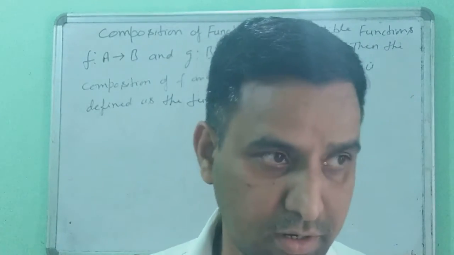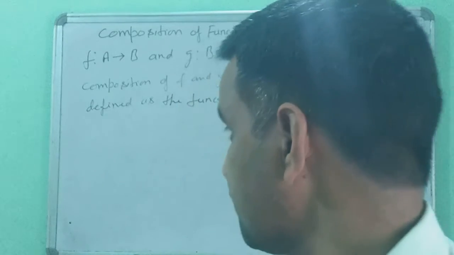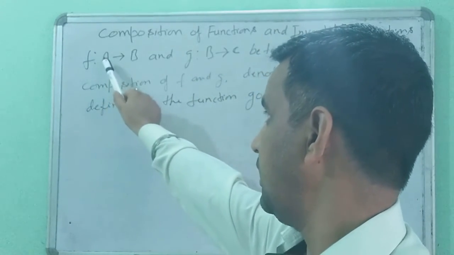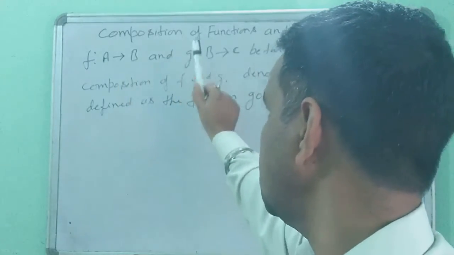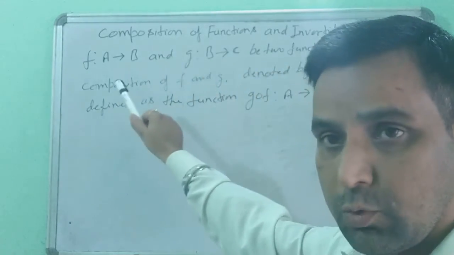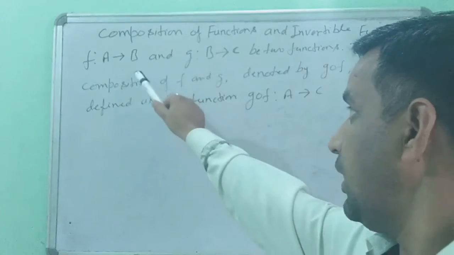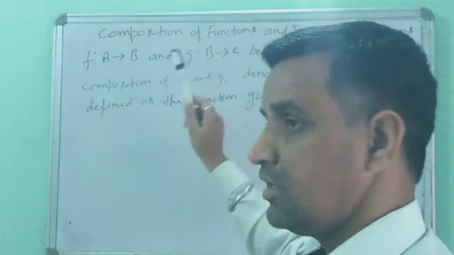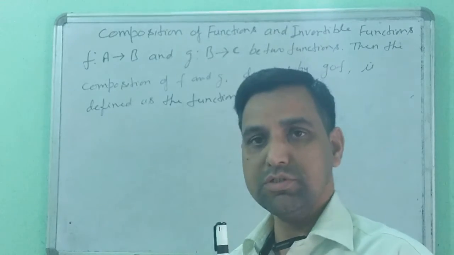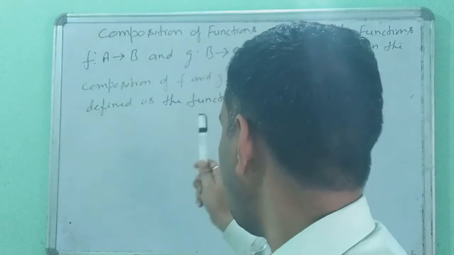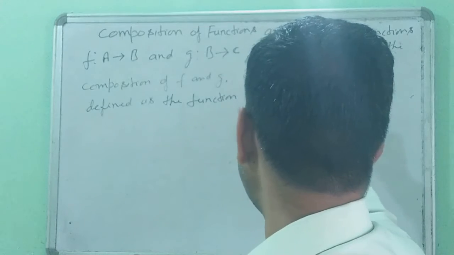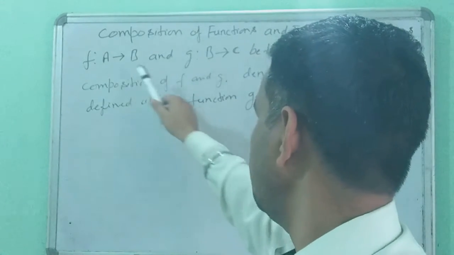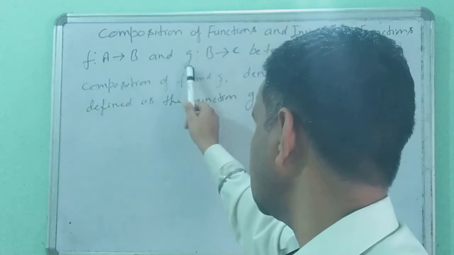Suppose two functions are given: function f from A to B, and function g from B to C. How do we make a direct relation from A to C? This process is called the composition of functions. So how is it possible? With two functions, the composition means function f related to function g.